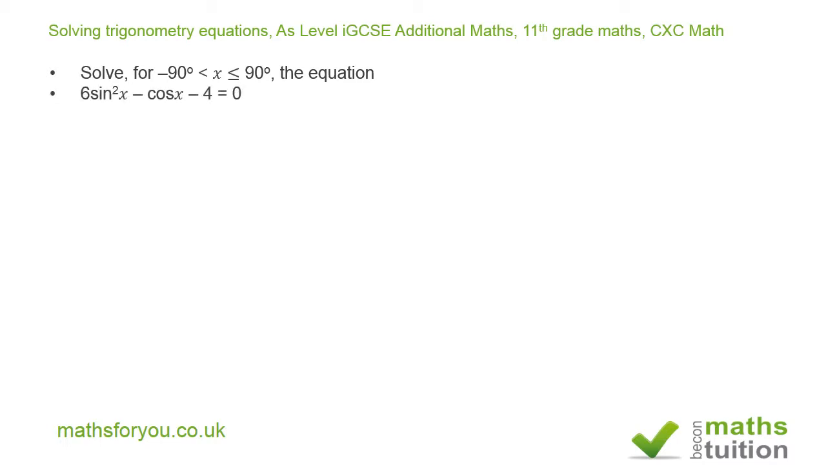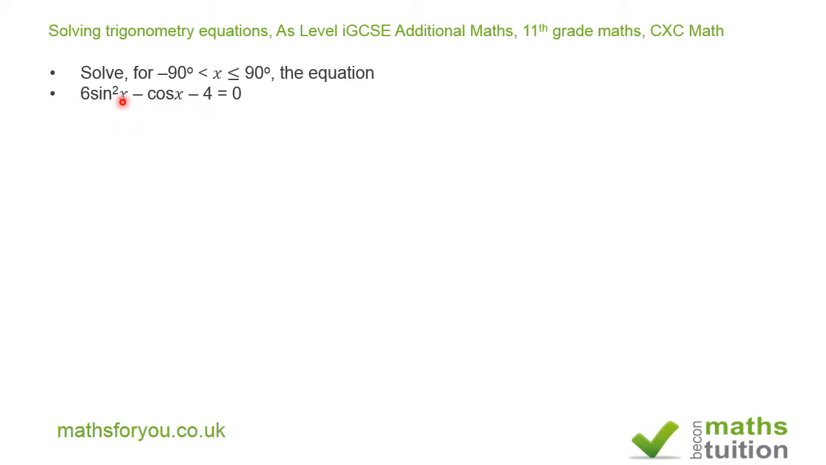It says solve the equation 6 sine squared x minus cos x minus 4 is equal to 0. And the range is between x greater than minus 90 degrees and x less than or equal to 90 degrees. So that's our range there. So we've got 6 sine squared x minus cos x minus 4. So what comes to mind here?